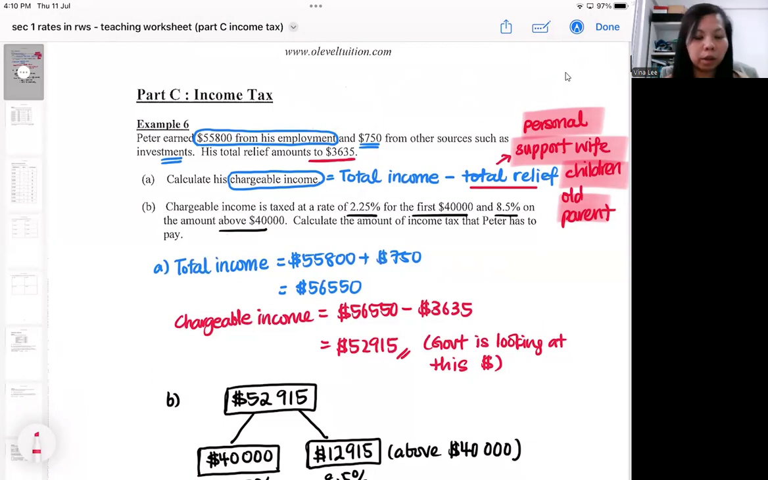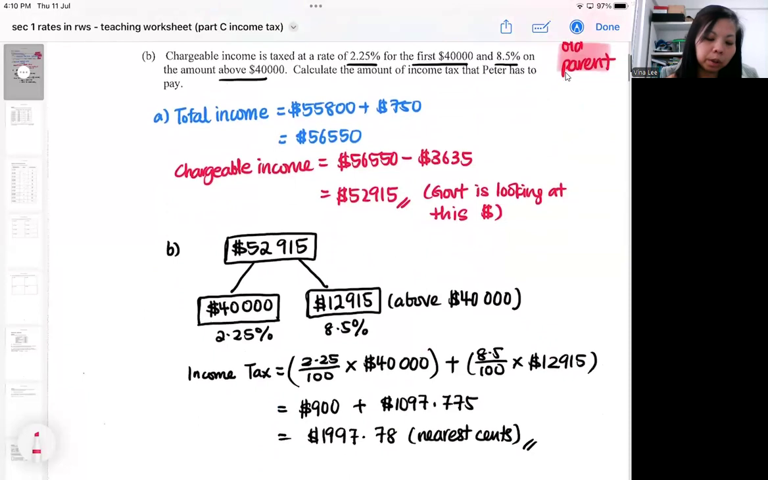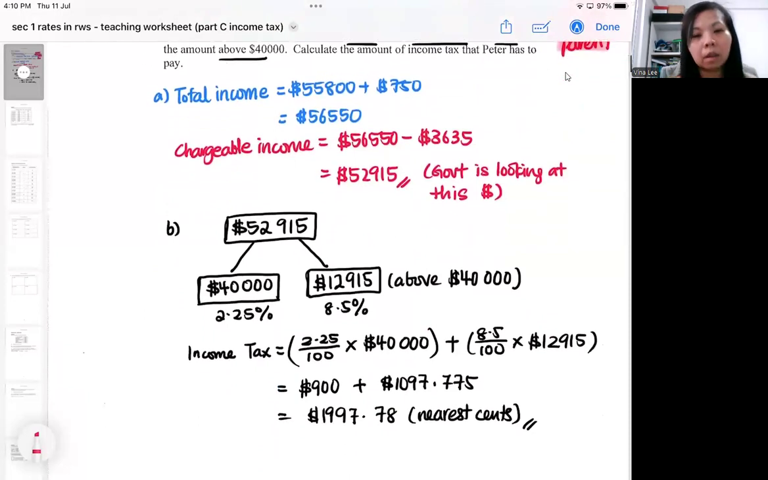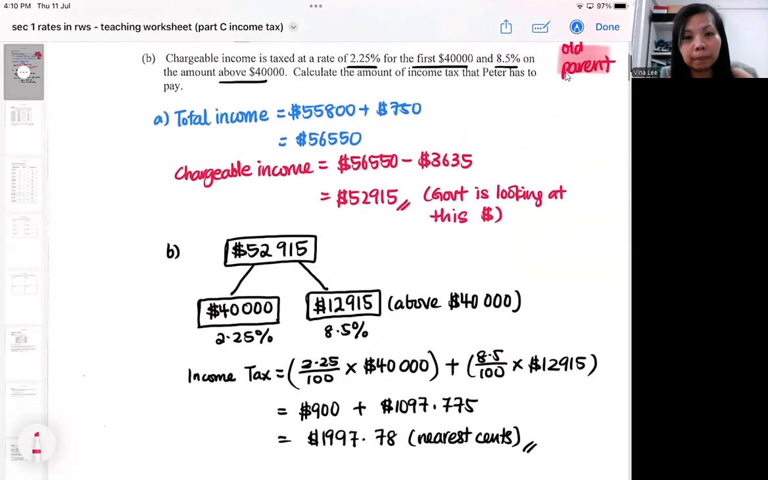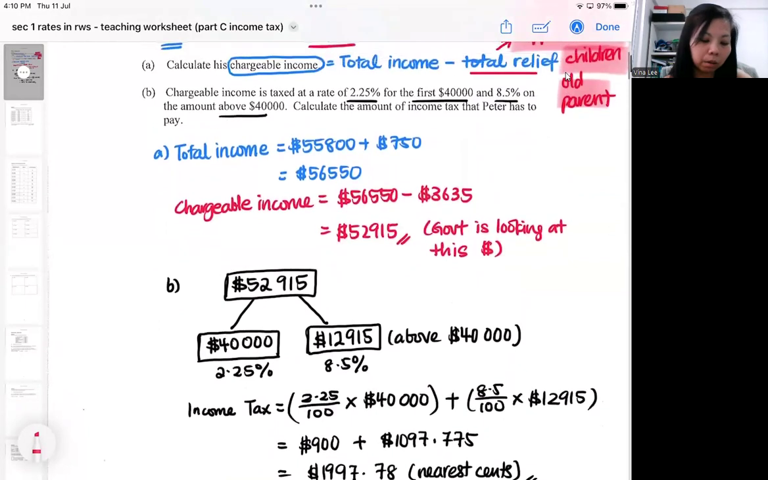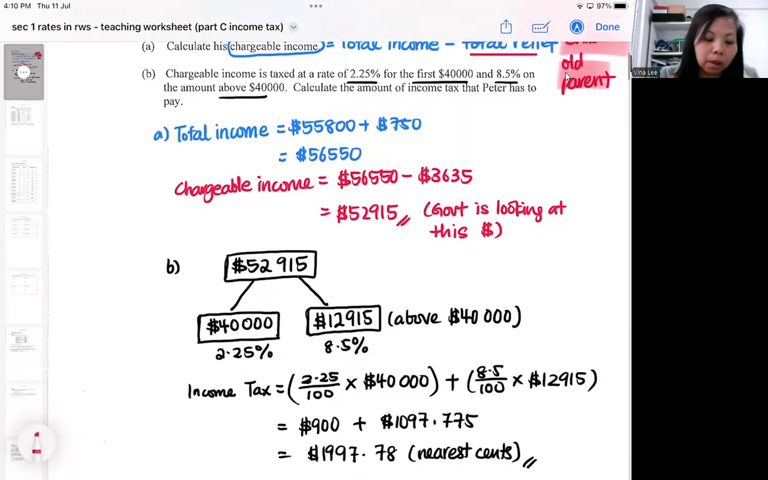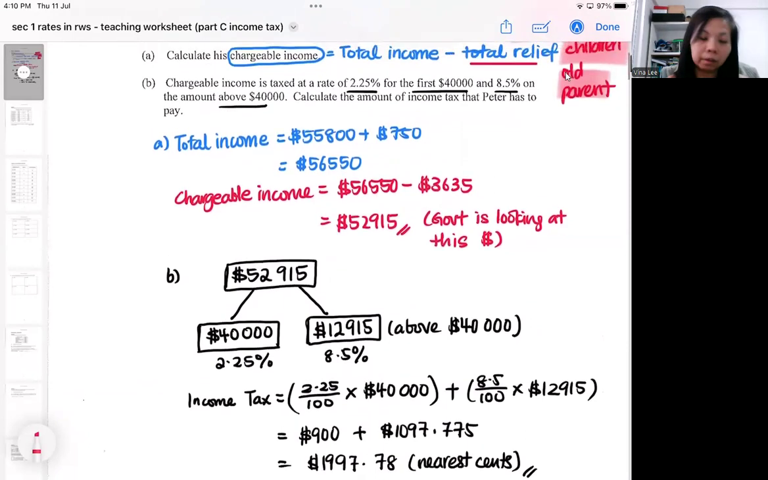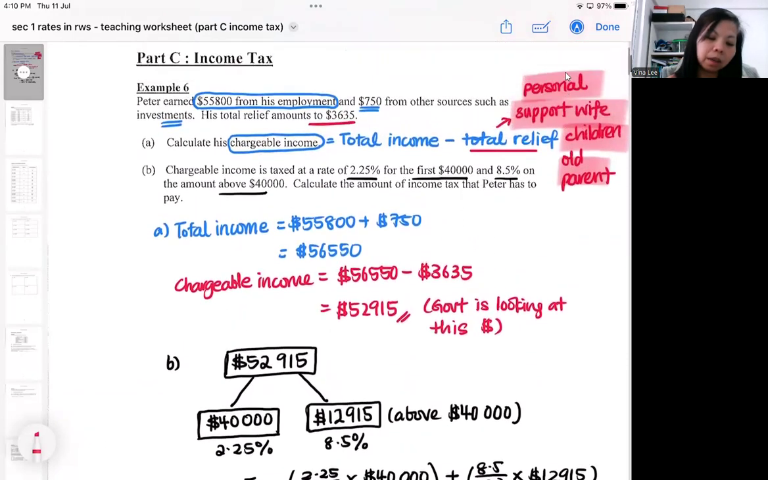Okay, once you decide your chargeable income, your job is to split it into two baskets. This is the typical way. How do you split into two baskets? Usually they will tell you. Now they are telling you this is the first basket, this is the second basket. Usually the first basket has a lower rate, that means they don't tax so much. They will tax more on the second basket. So the rates will be different. First basket is lower, second basket is higher.